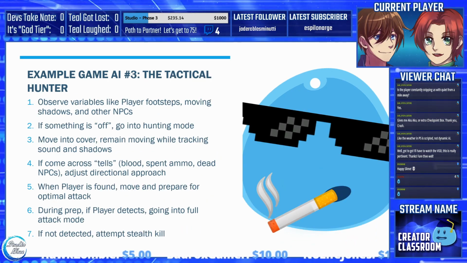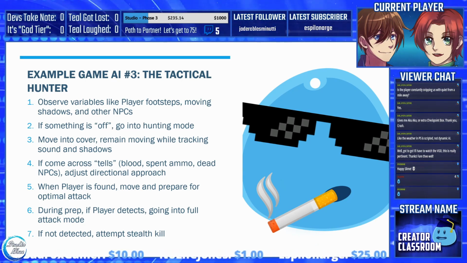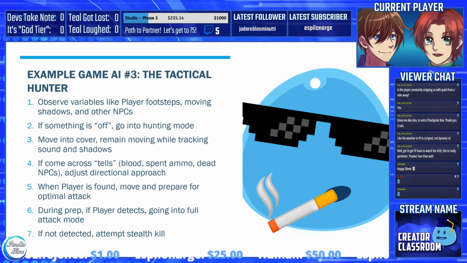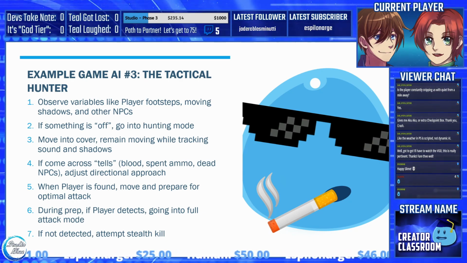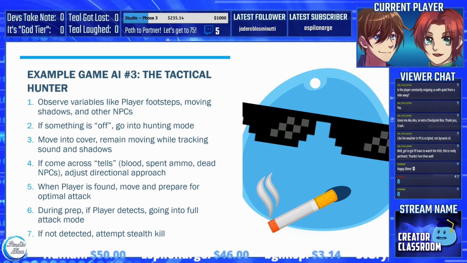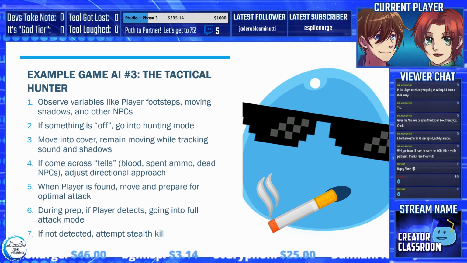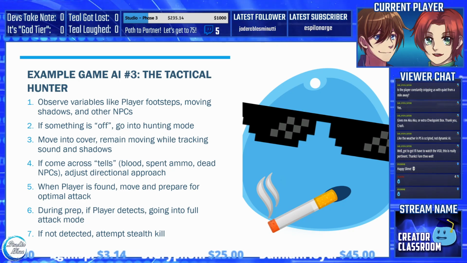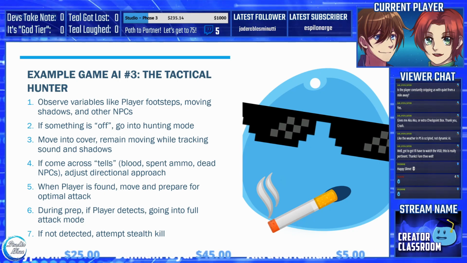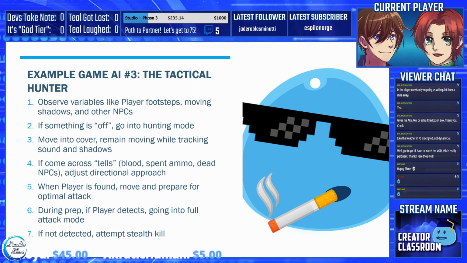I'm good. And then the last one, the tactical hunter. Okay, so here we have our sneaky hunter assassin type. Yes, like Hitman. So with this AI, the first thing they're going to do is observe a bunch of variables. They're going to look at the player's footsteps: is the player making sounds, or is the player moving silently? Is player movement making noise, and if so, from what direction? It's also going to look for moving shadows. Yeah, rustling branches, that kind of thing.